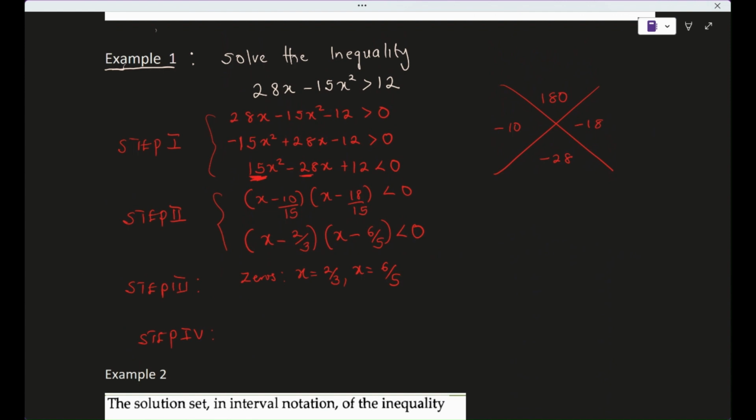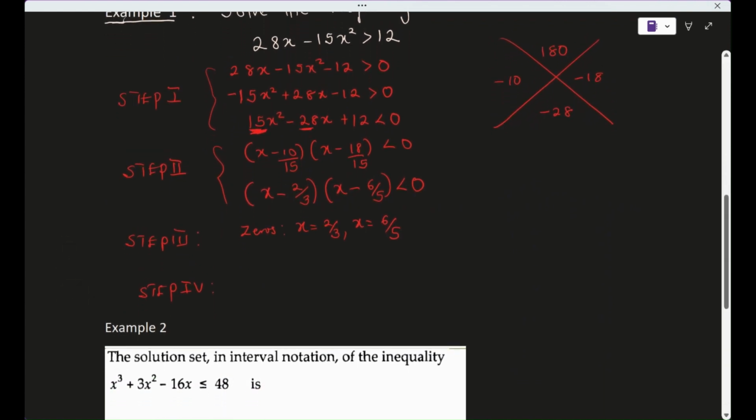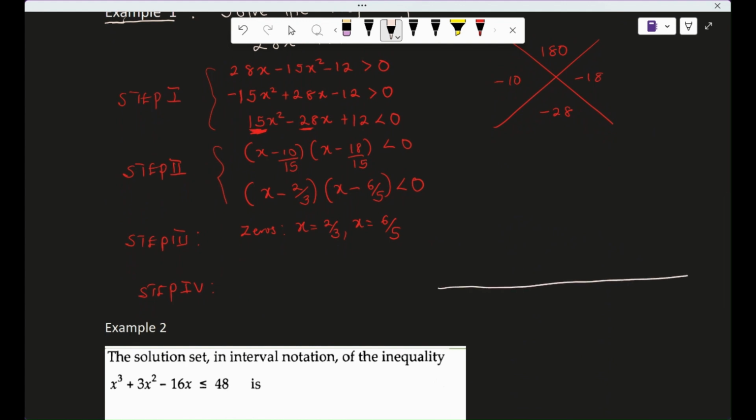Now step 4 is when we go to the table. So just follow me. How do we do this table? What we do, the table is this. You draw your number line.